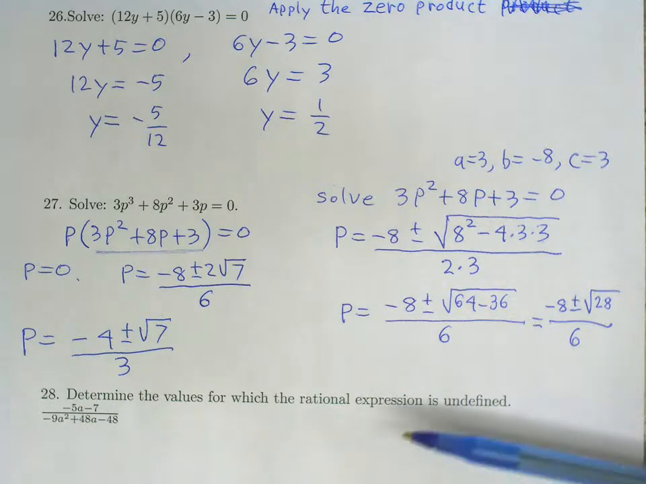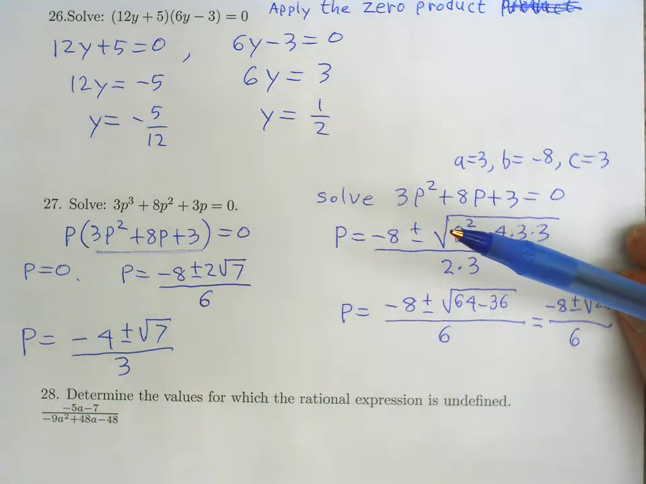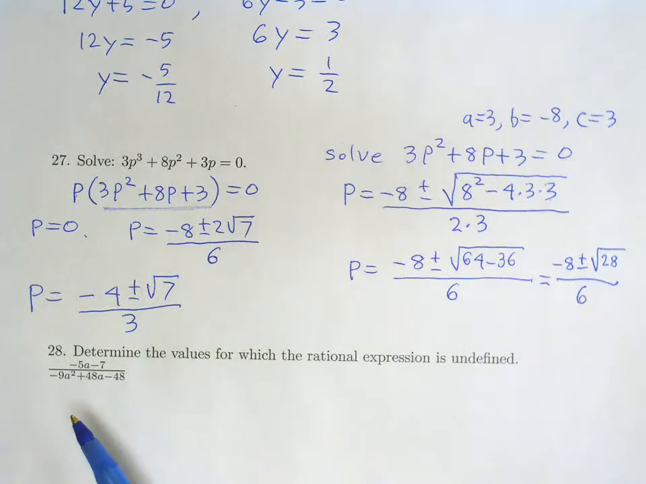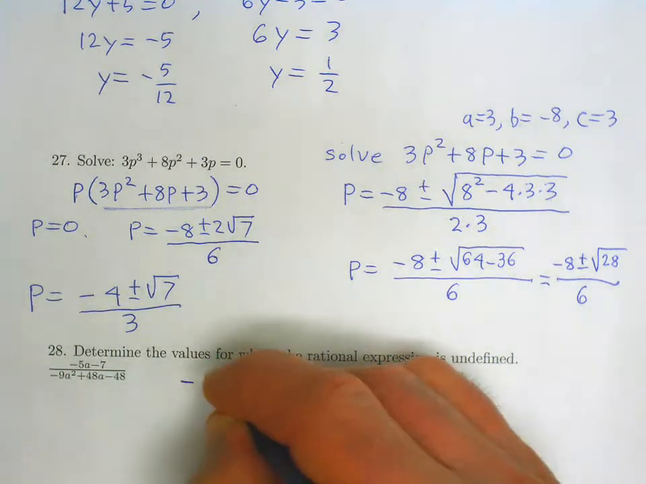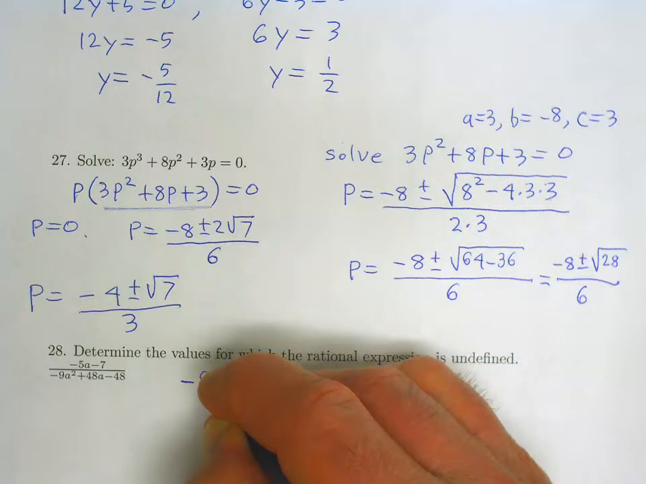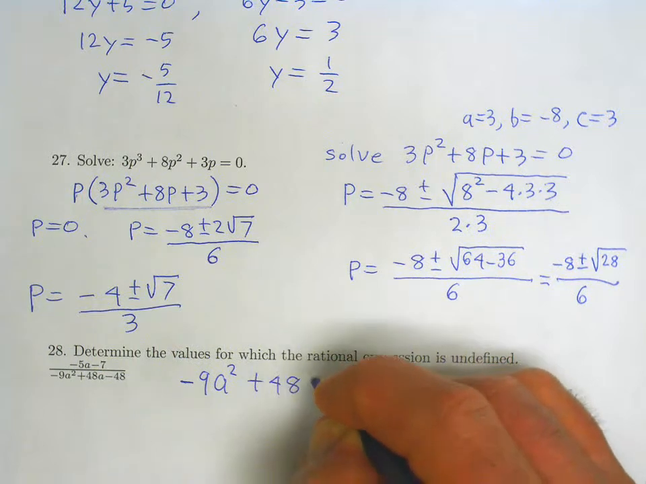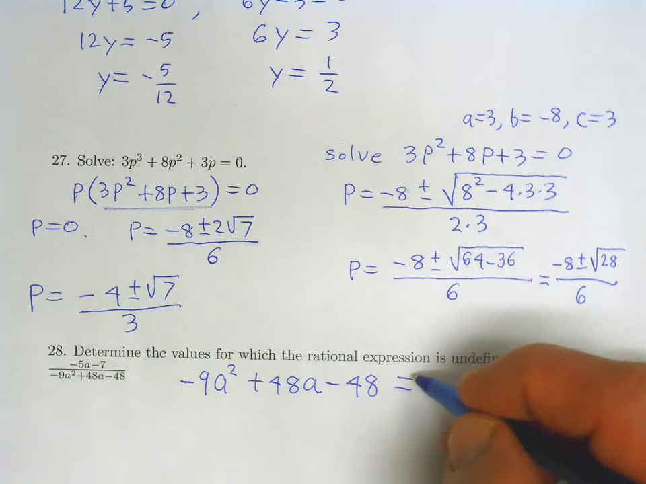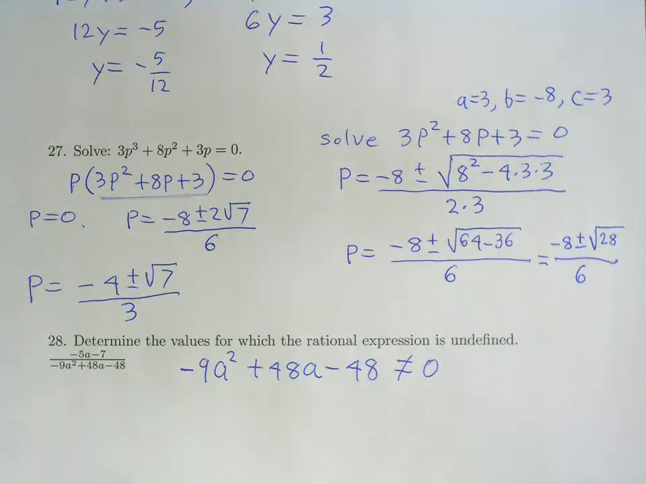Okay, and the next problem, number 28: determine the values for which the rational expression is undefined. So any of the a values that make the denominator 0. So we can say the denominator, negative 9a^2 + 48a - 48, is not permitted to be 0, so we'll just say not equal to 0.